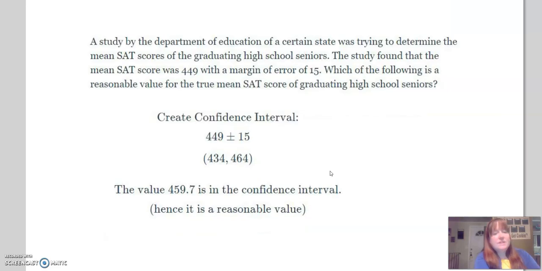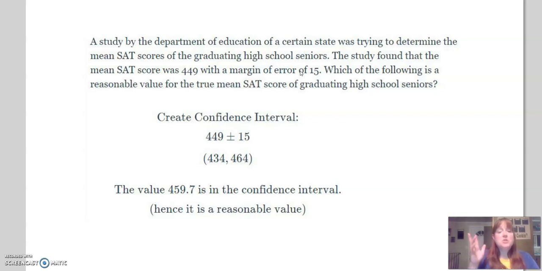So let's figure out what this means. Here we have a study with the Department of Education, and we're trying to determine the mean SAT scores for graduating high school seniors. We found that the mean score was 449 with a margin of error of 15. And so then it just says to create a confidence interval and give us a reasonable value for the true mean SAT score. This one comes from Delta Math, and this is actually a multiple choice question. So you would select which one you thought was a reasonable value.